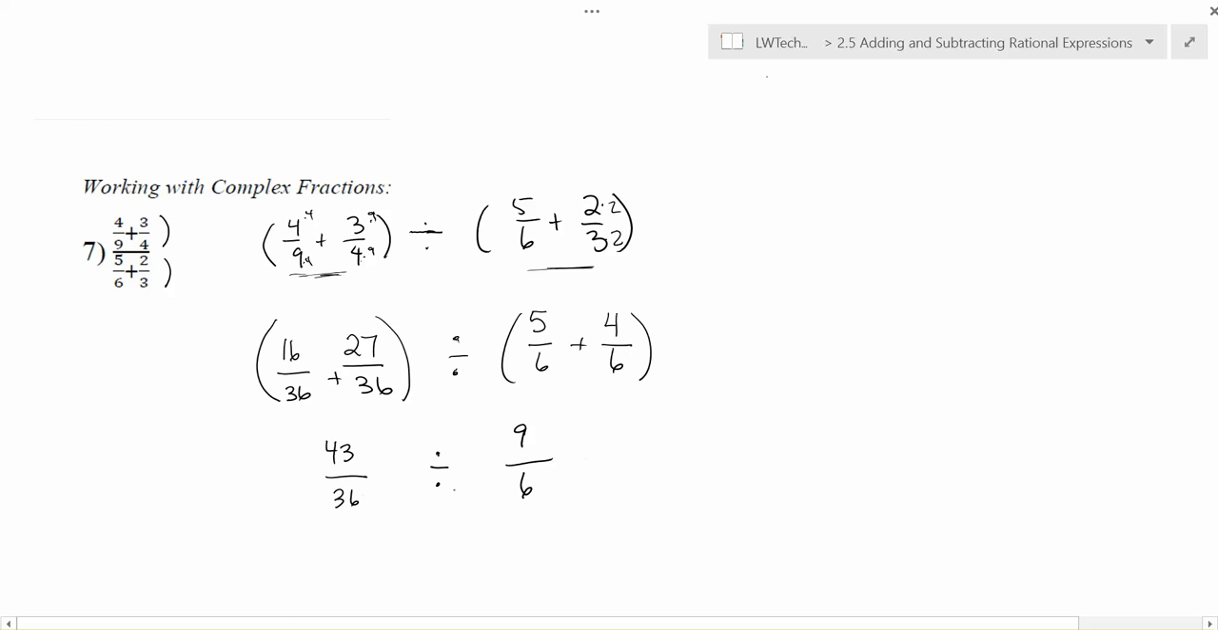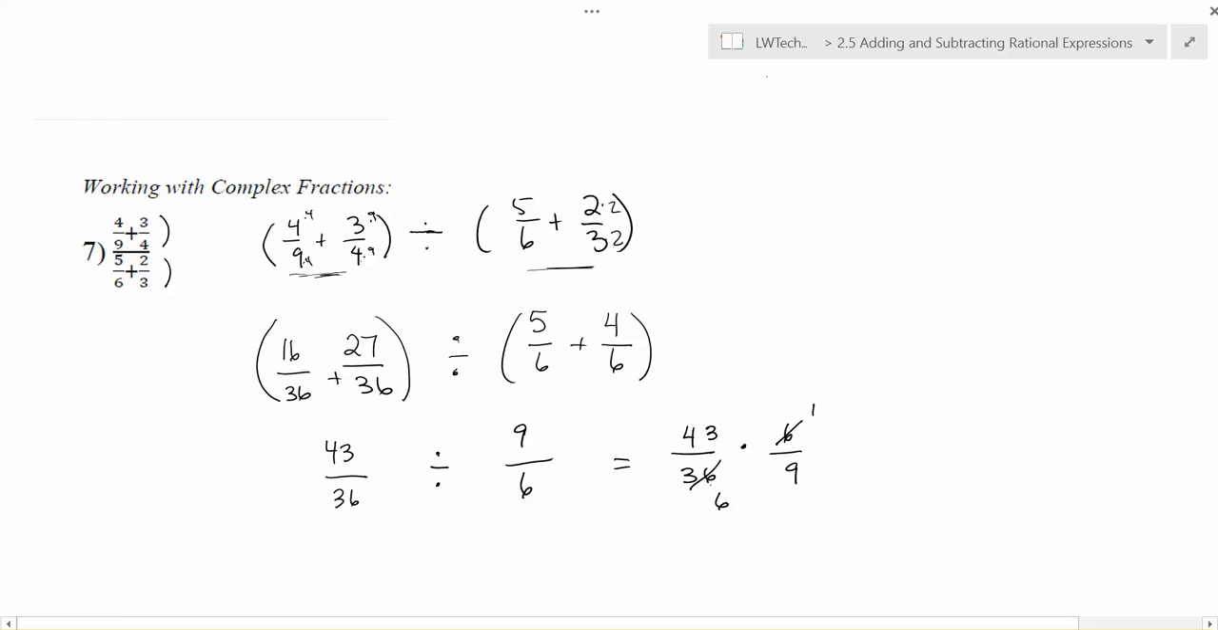Now that I have a fraction divided by a fraction, I can multiply by the reciprocal. I had 43 over 36, keep the divide, or change the divide to times rather, and then flip the second fraction. I have 6/9. Now you may have noticed this fraction could be reduced. That's fine. You could have done it earlier. You can do it now. It doesn't really matter. But at this point, what we're looking for is, are there any common factors we can divide out? I do notice that 6 goes into 36 evenly, so I can just do that.